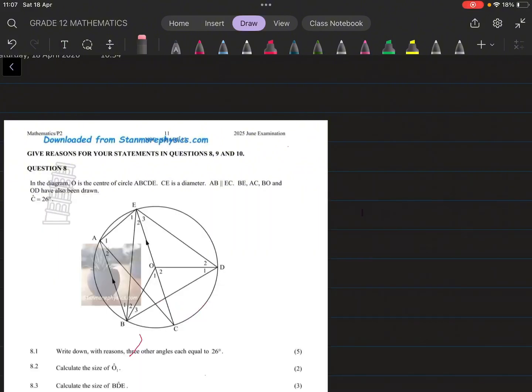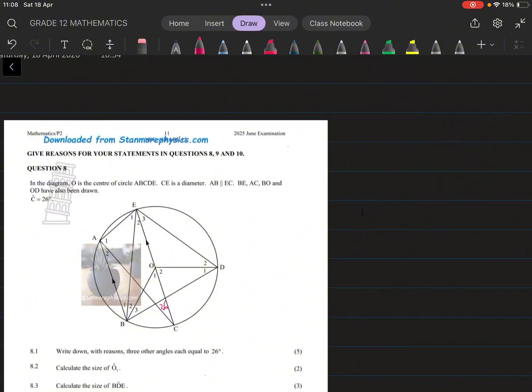Just going to erase that. We have our angle C, which is 26 degrees. Okay. So now they want you to write, with reasons, the angles that are equal to 26 degrees, which is angle C, the other three angles. Okay, let's take a look.